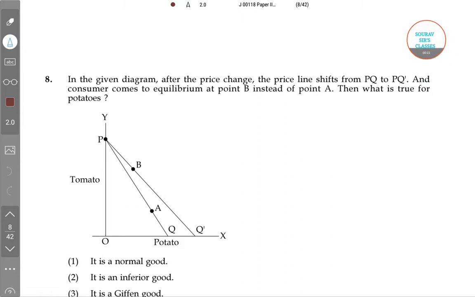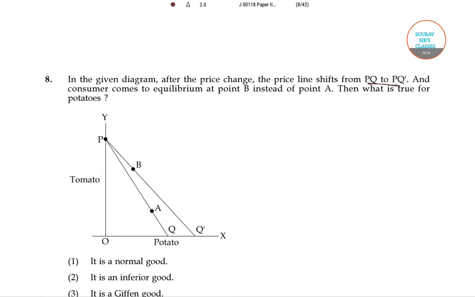So in question number 8 it is given in a given diagram, after price change, the price line shifts from PQ to PQ1 dash and the consumer comes to equilibrium at point B instead of point A. So then what is true for potatoes? So instead of point A, the consumer comes to point B. So for this we need to first understand, after a price change, the price line shifts from PQ to PQ1.